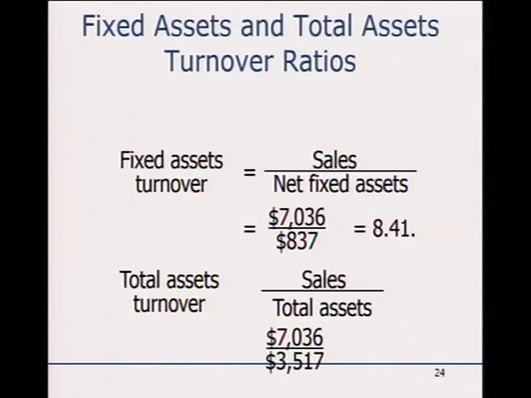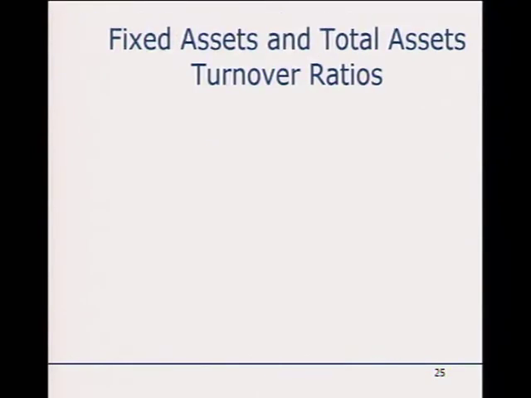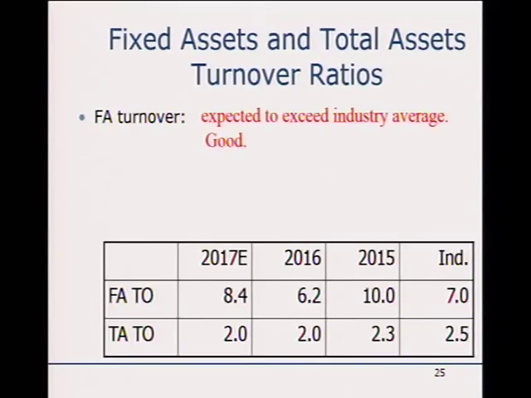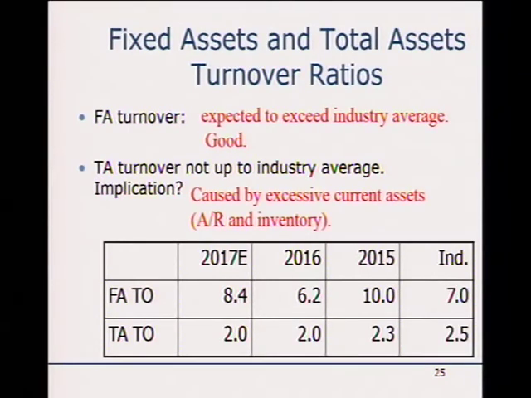The total assets figure, 3.5, rounded up to the nearest 1,000, gives us 3.517 as the denominator, and our numerator being 7.1. Let's see what we'll get. It's 2. Again, that ratio won't make sense unless you are comparing it with the industry average, and unless you are comparing it with your past year's performance. Now, let's see what that simply means.